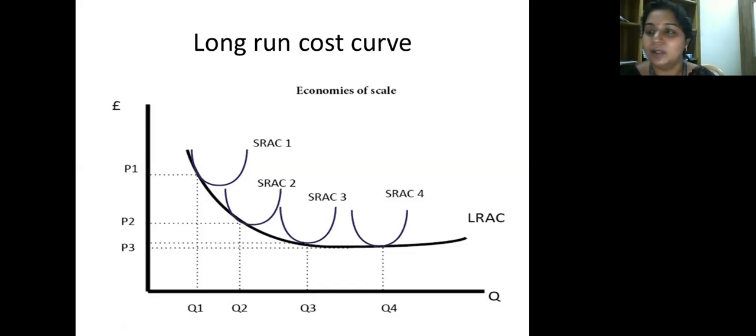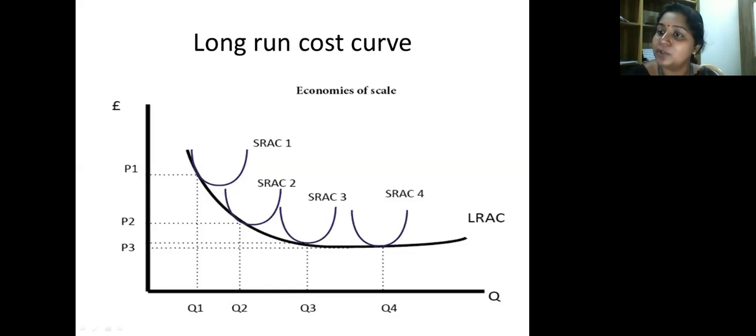Scale means producing at a large scale. When you are producing more, you will enjoy some advantages, and there are some disadvantages also. We are not going to get into that; I will just tell you the reason behind the shape. In the beginning, it is a downward sloping curve. The reason is that in the beginning, the economies of scale are more than the diseconomies of scale. That means the advantages of production are more than the disadvantages, because of many reasons, internal and external economies of scale, which you would have studied. That's why the cost of production is declining, until one point, the minimum level.